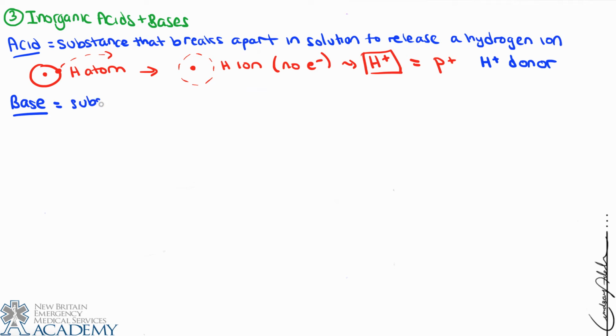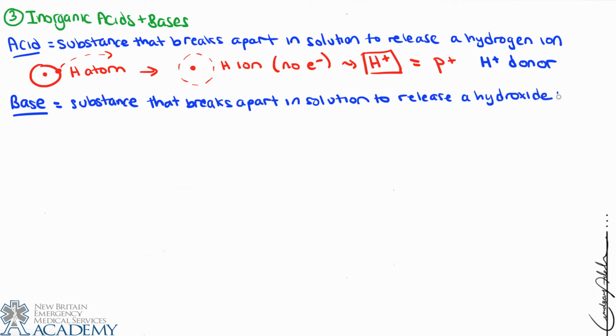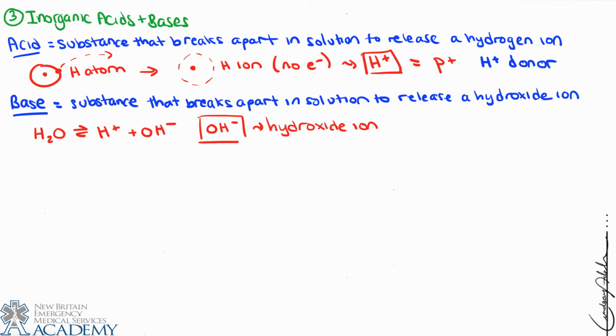A base is a substance that breaks apart in solution to release a hydroxide ion. So I just want to draw a chemical reaction really quickly here so we can take a look at water, and we can actually break water down into H plus and OH minus. And OH minus is just an oxygen bound to a hydrogen with a negative charge, and that is the hydroxide ion. So a hydroxide ion can combine with a hydrogen ion to make water. The other definition for base is to be a hydrogen ion acceptor.